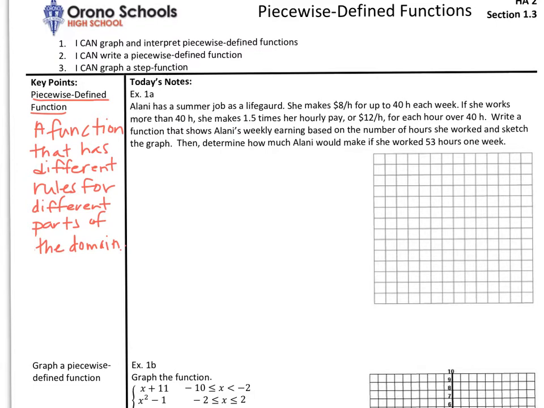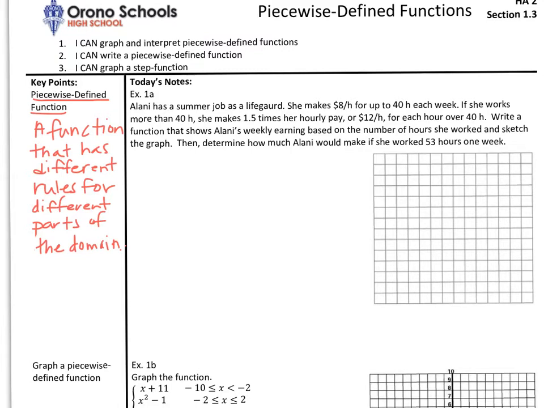A piecewise defined function is a function that has different rules for different parts of the domain. So it's not going to just be linear, quadratic, or absolute value. It can be a combination of multiple types of shapes on your graph.